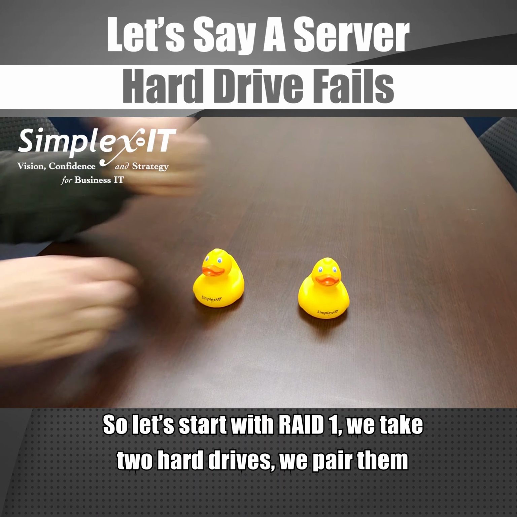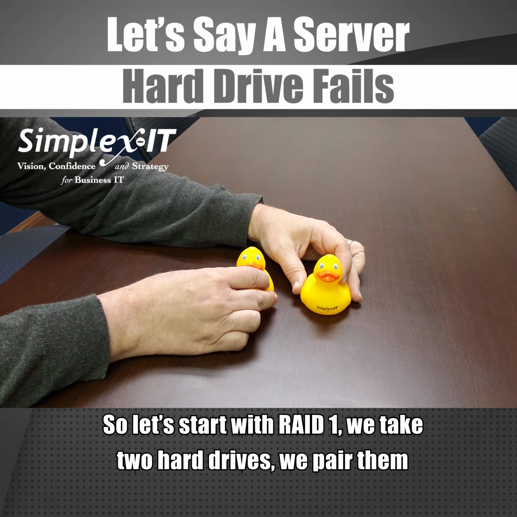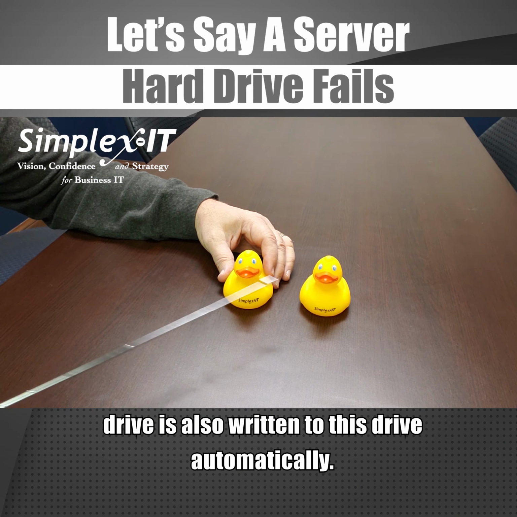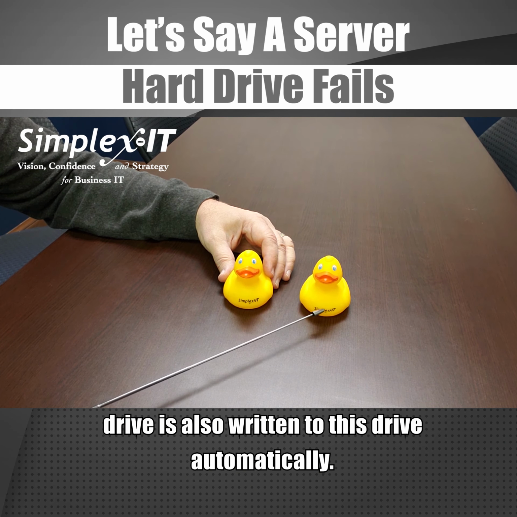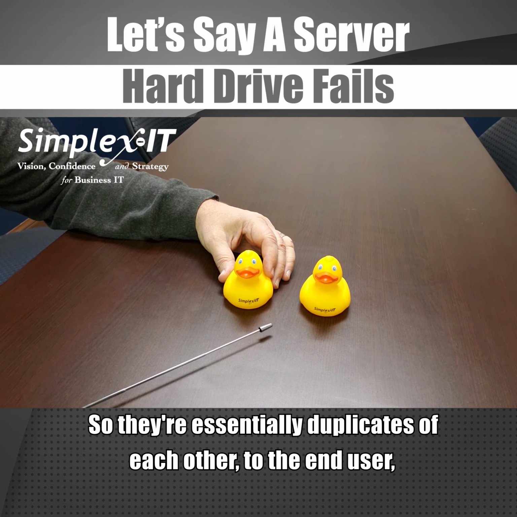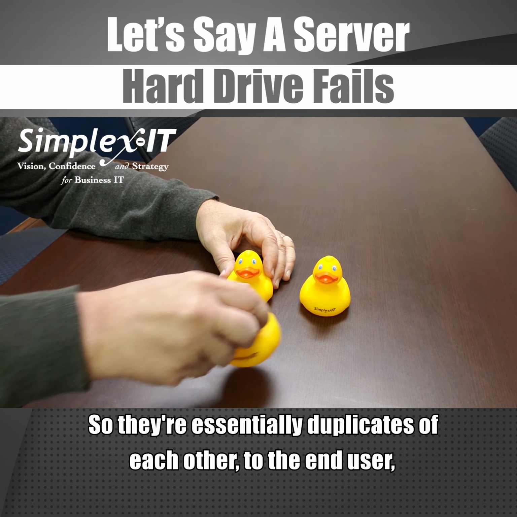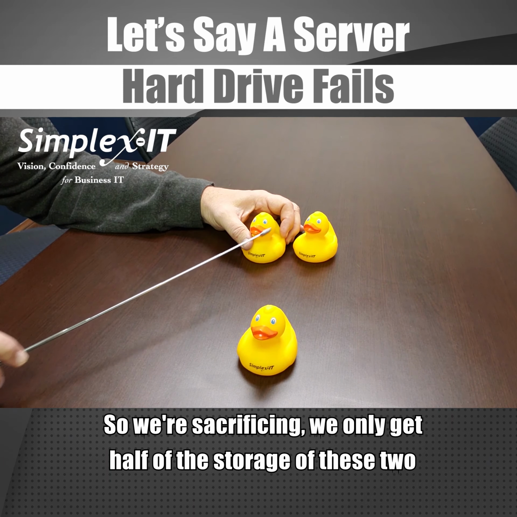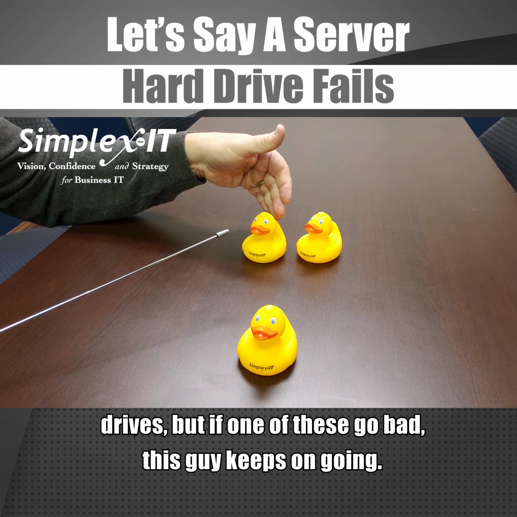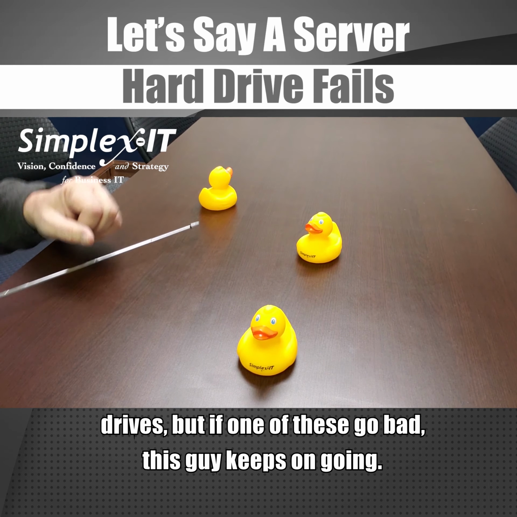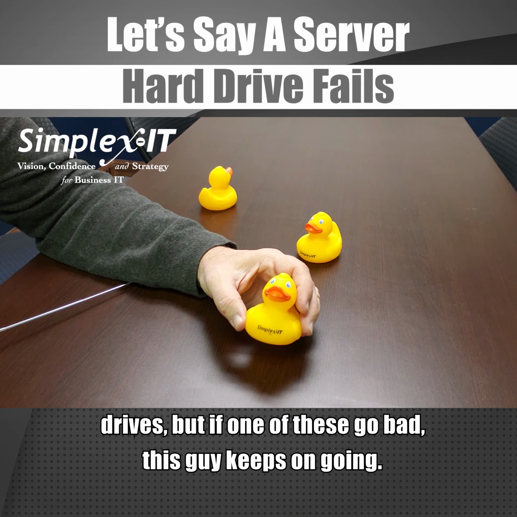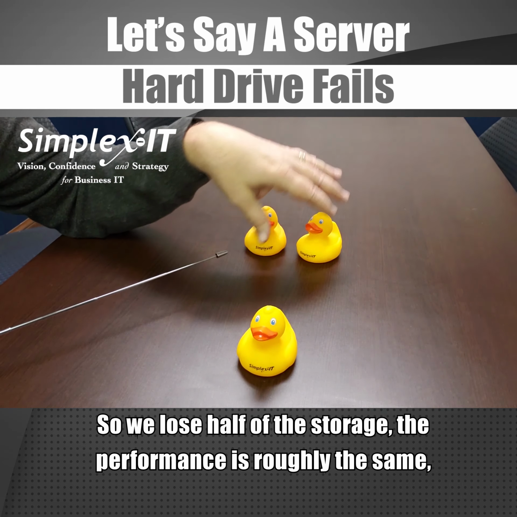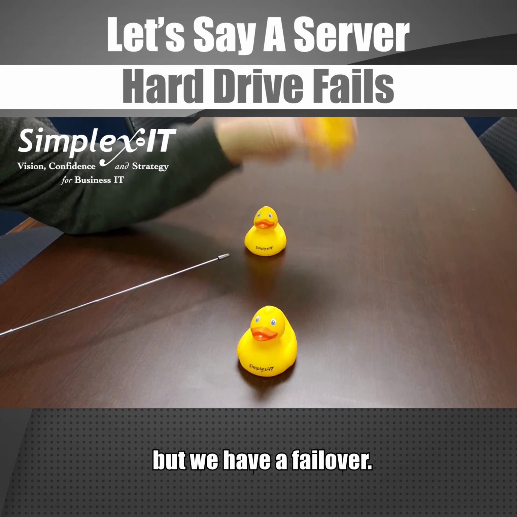So let's start with RAID 1. We take two hard drives, we pair them together. It's called mirroring. Everything that is written to this drive is also written to this drive automatically. So they're essentially duplicates of each other. To the end user, it looks like a single drive. So we're sacrificing, we only get half of the storage of these two drives. But if one of these goes bad, this guy keeps on going. So we lose half of the storage. The performance is roughly the same, but we have a failover.